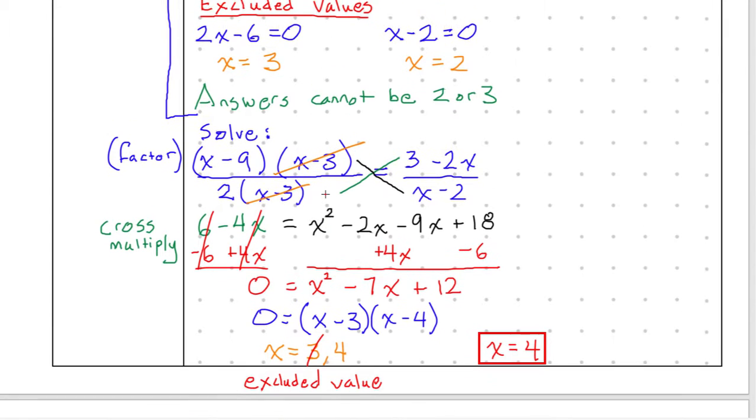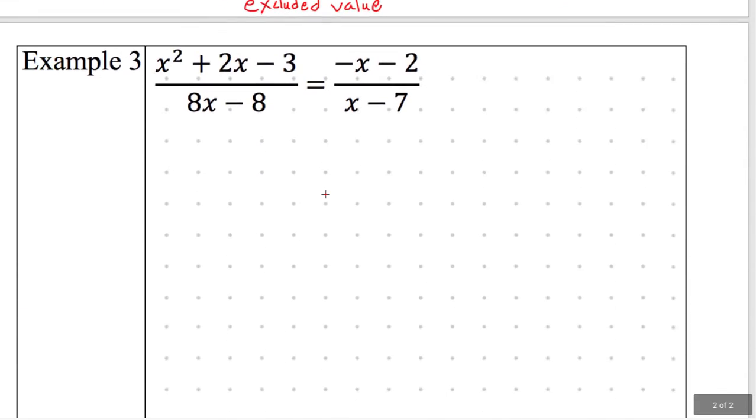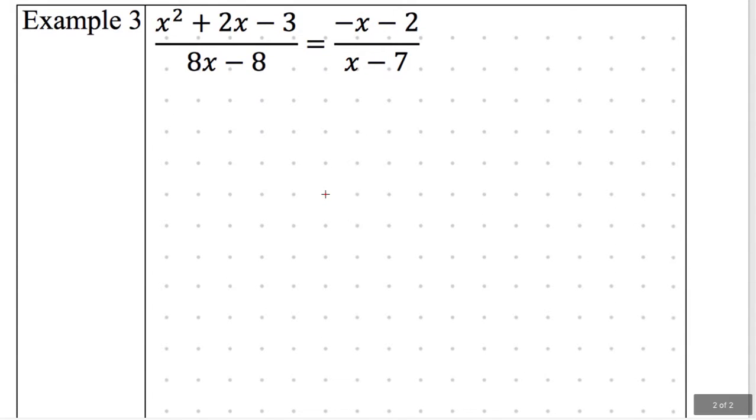All right. Are there any questions on that first example? No? Let's see another one. Someone tell me the first step. Yeah, let's check those excluded values. How do I find my excluded values again?